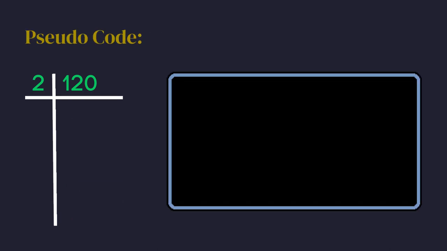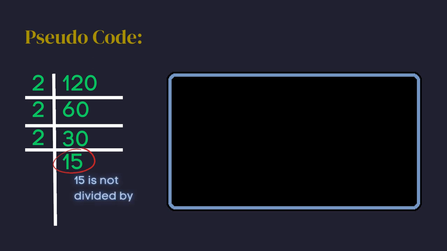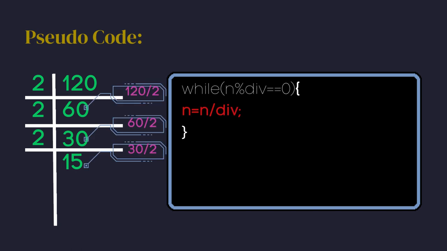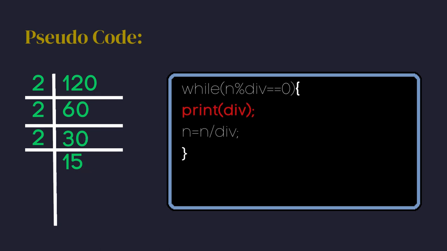Now let's write code for this. Here we start by dividing from the small prime number 2 and continue dividing by 2 until we can no longer divide by 2. And 2 is the divisor. So I need to run a loop while n modulo divisor is equal to 0. And in each step we replace n with n divided by divisor. Also we need to print the divisor, which is our desired prime factor. And here the divisor value is not constant. It varies from 2 to 3, 5.